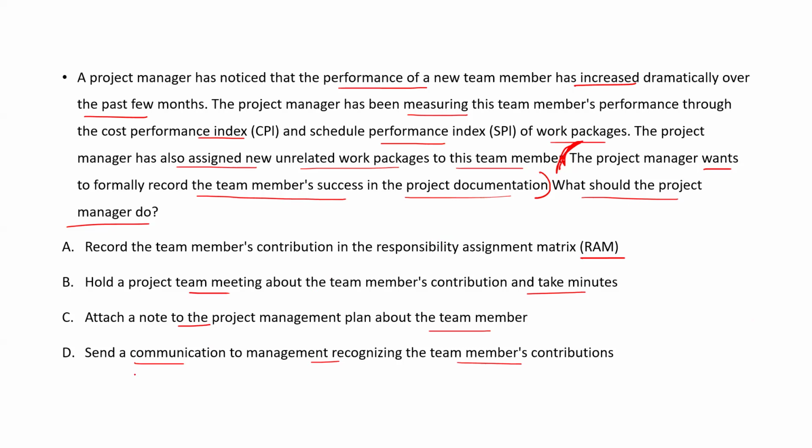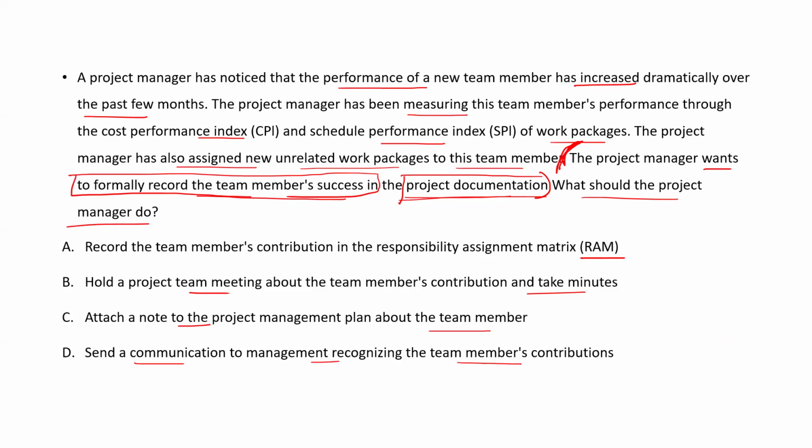If you want to recognize someone, there's a hint here. When you send a documentation to management, will it be part of project documentation? If you talk to the management, will it be part of project communication? There are only two answers, yes or no. Conversation with your management as part of project?